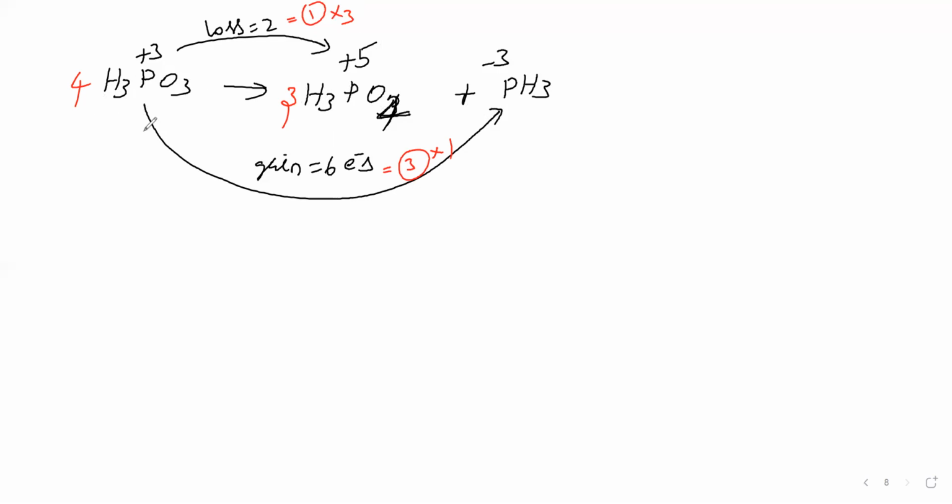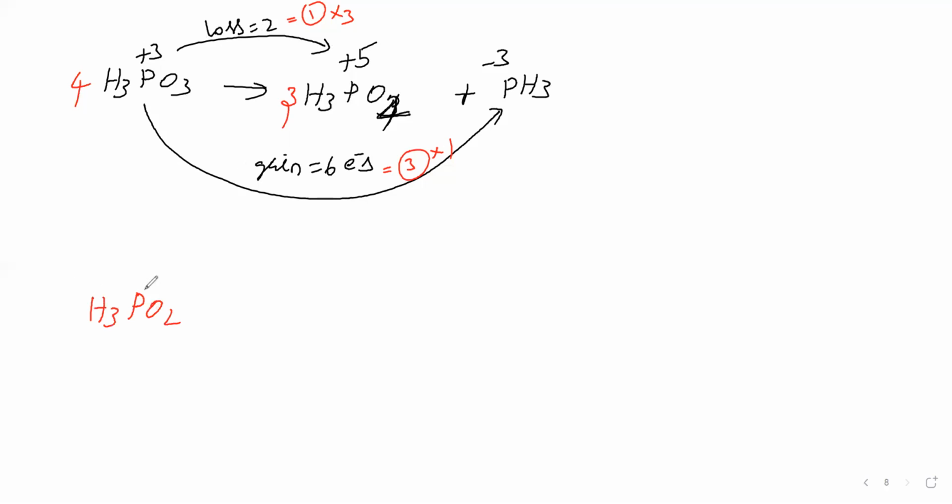Okay, so H3PO3 is undergoing disproportionation. Here phosphorus undergoing disproportionation means undergoing oxidation to the highest oxidation number +5, and phosphorus undergoing reduction to the least oxidation number -3. Then we will take H3PO2.